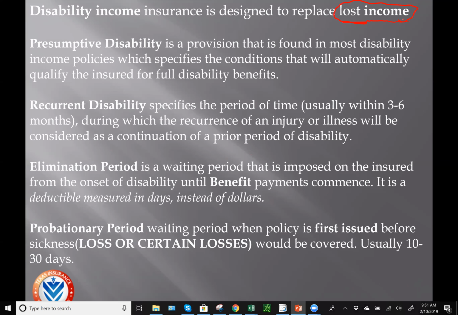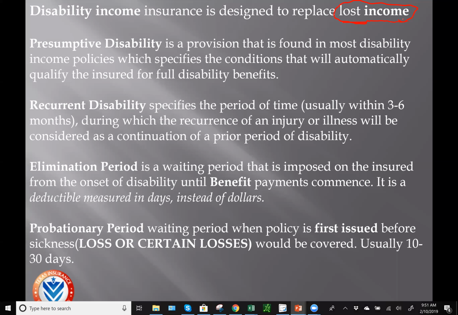Next is recurrent disability. It's another provision. It specifies a period of time during which the recurrence of a prior period disability will just be considered a continuation of that prior period. Now, it has to be 2 similar disabilities to qualify under recurrent. It can't be 2 completely separate disabilities. It has to be similar disabilities.